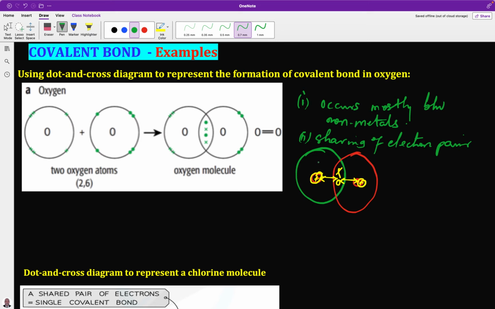Then a shared pair of electrons results in what? Any shared pair of electrons will result in a single bond.